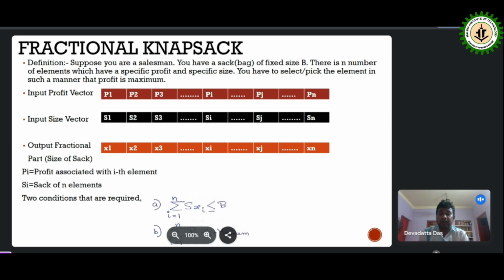Pi is the profit associated with the ith element, and Si is the size of the ith element. Two conditions are required. Number one, the summation from i equals 1 to n of Si xi is less than or equal to m. And the next, the summation from i equals 1 to n of Pi xi is the maximum.